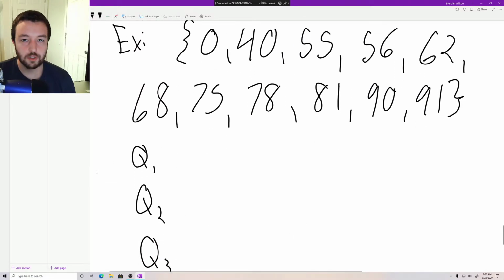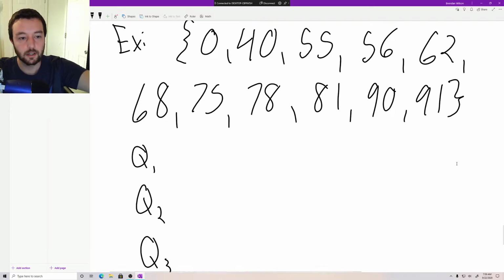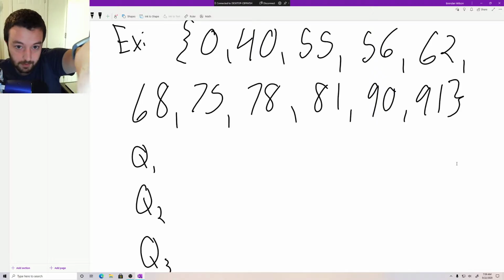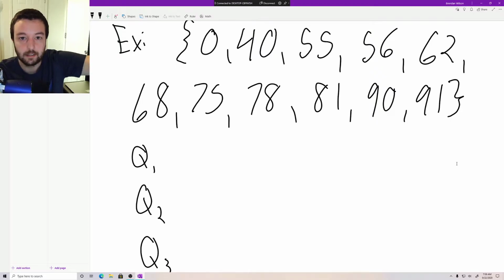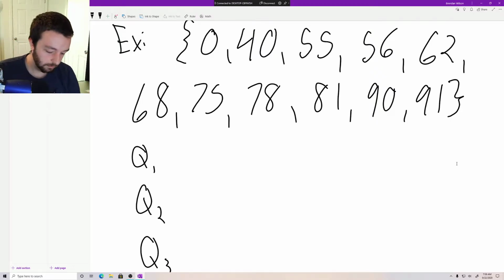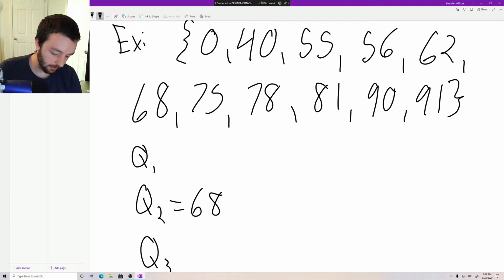So the easiest one to start with is usually Q2 because that's the median. Okay. And we know how to find the median from the earlier section. We just find the exact middle number. So we start at the ends at 0 and 91, and then we count inwards. It's usually easier to use your fingers, which I can't really show you here. But we'll start at the ends, and we'll count in, and then in again, in again, in again, and then we're going to meet at 68. Okay. So Q2 is equal to 68, which is the median.